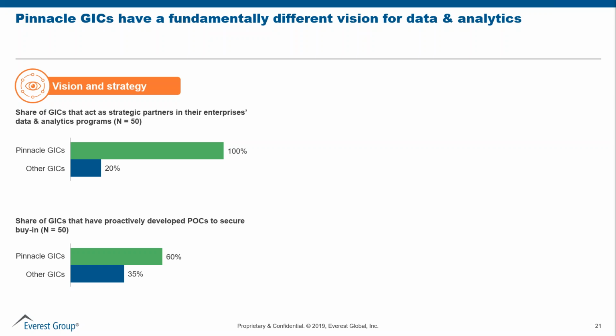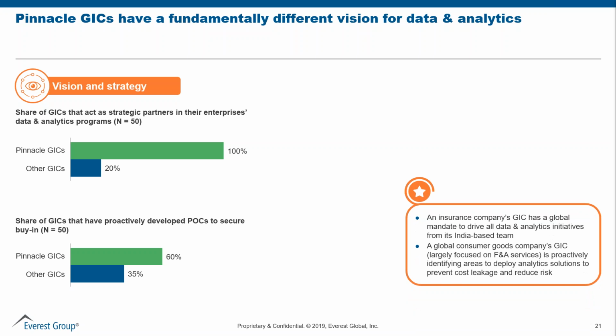We already talked about how Pinnacle GICs have been more proactive. Let me take a couple of very interesting examples here. For a global consumer products company, which has a large F&A GIC, the GIC proactively started identifying that even though almost 70% of global F&A services are based in these centers, they could look at where and how they can identify analytic solutions to prevent cost leakage, reduce risk, and so on. One of the key challenges they faced was that they have lots of data, but what are the right questions they should be asking? What are the things they should be trying to look at, and accordingly come up with insights to help their counterparts across different parts of the businesses globally to identify areas of preventing leakages, improving usage of funds, and so on.